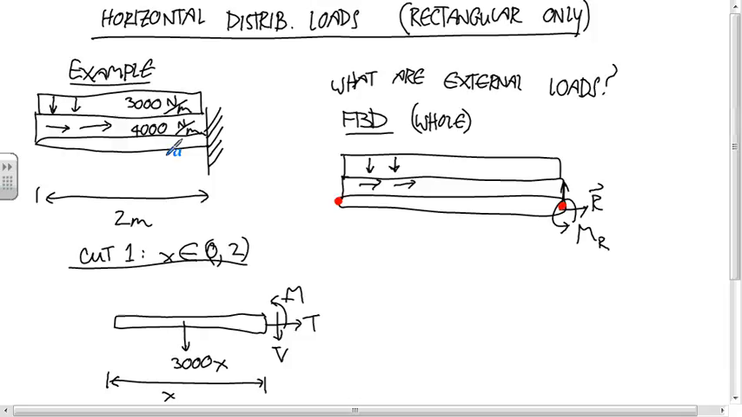Well, since it's rectangular, the horizontal force is just going to be 4,000 x pointing to the right. We have one more thing we have to think about. We went through all these calculations of how to figure out where the centroid was for vertical distributed loads. So where are we going to place this point force for the horizontal distributed load?